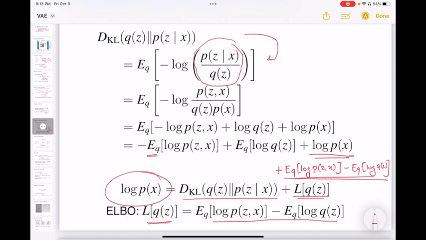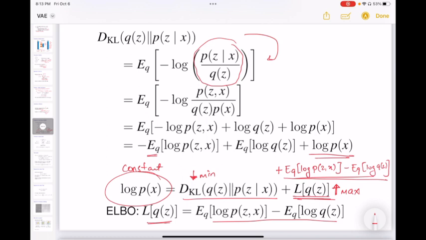So log P of X is essentially a constant, right? And because the sum of these two values is a constant, to minimize this, what we have to do is maximize the other term, because the sum of those terms is a constant. So what we want to do is minimize the KL divergence. So by proxy, we'll maximize this term, because directly optimizing the KL divergence is difficult.